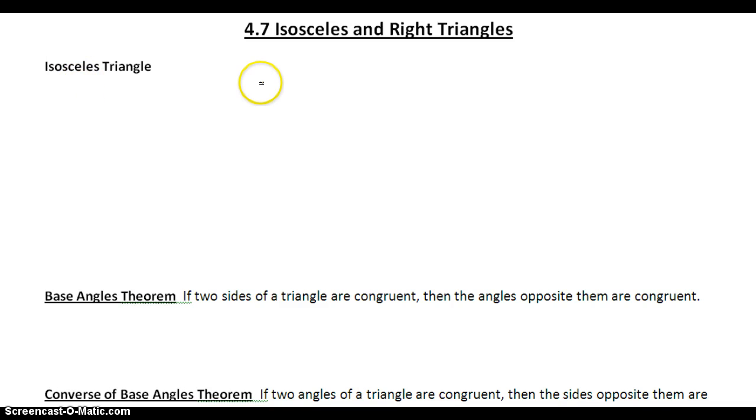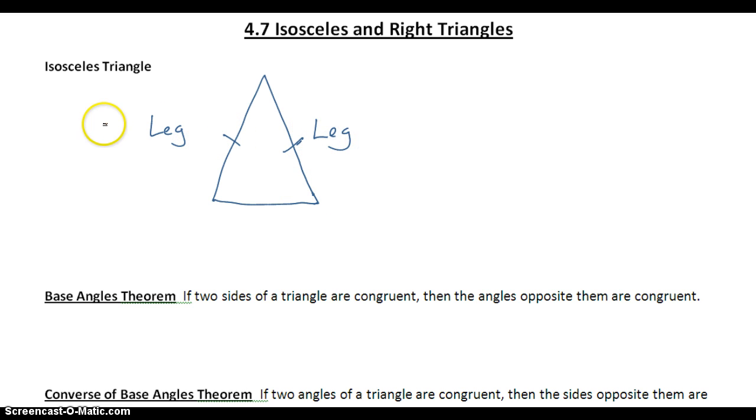In an isosceles triangle, there are at least two congruent sides. Those two congruent sides are called the legs of the isosceles triangle. The third side, that is not the two congruent sides, is called the base.